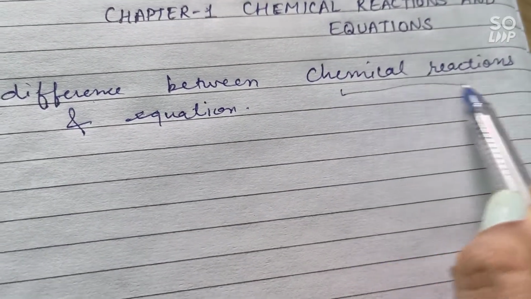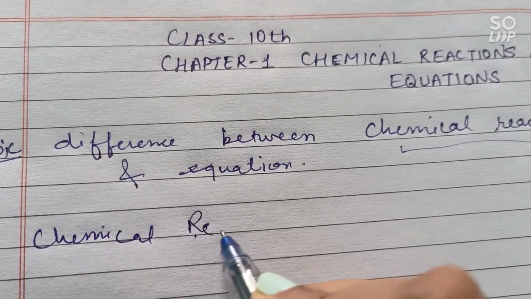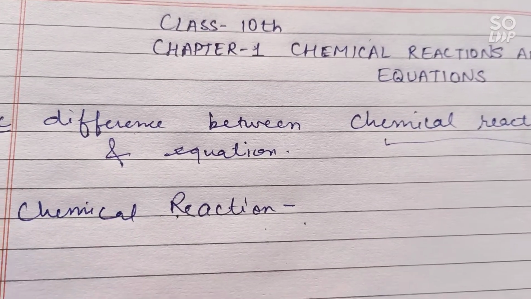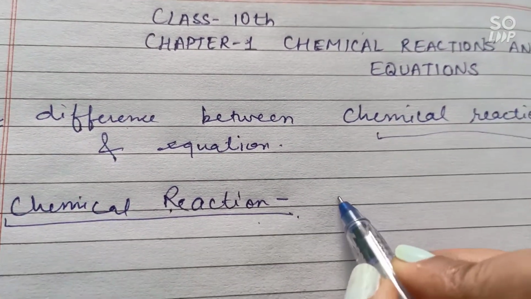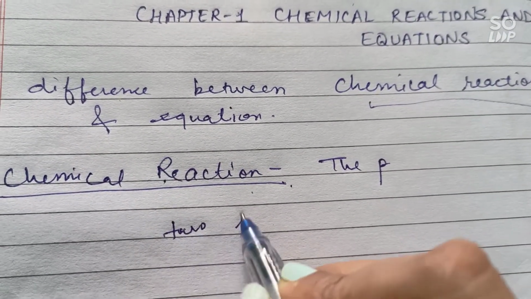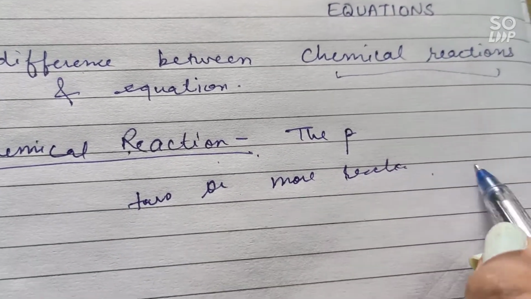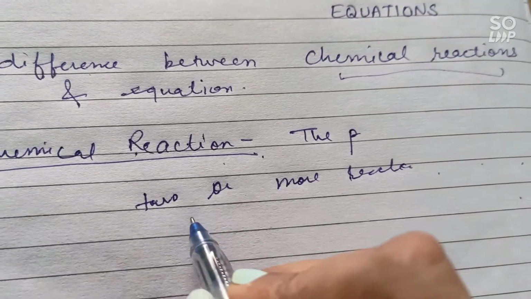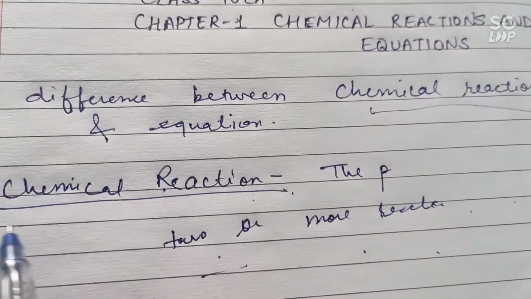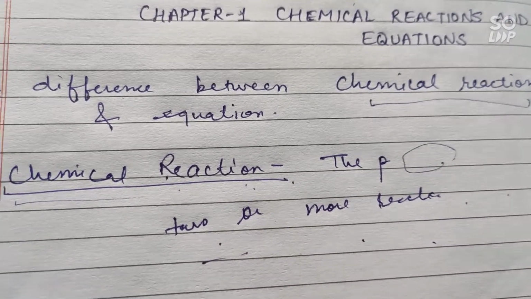So what is a chemical reaction? A chemical reaction is a process in which two or more reactants combine to form a product, or one reactant dissociates to form two or three products. So a chemical reaction is just the process of how the reaction occurs.